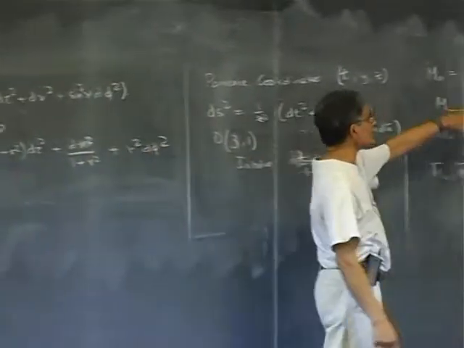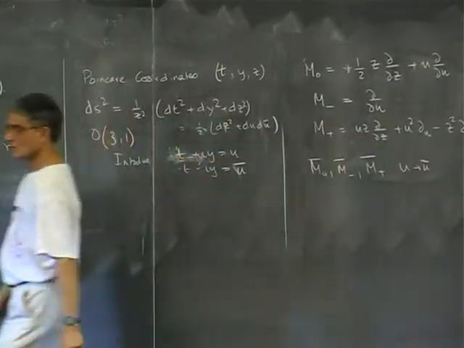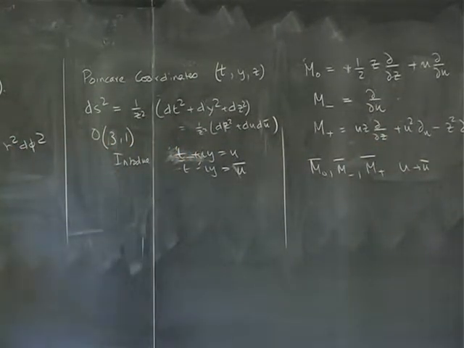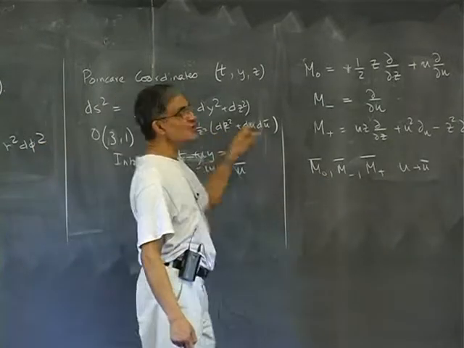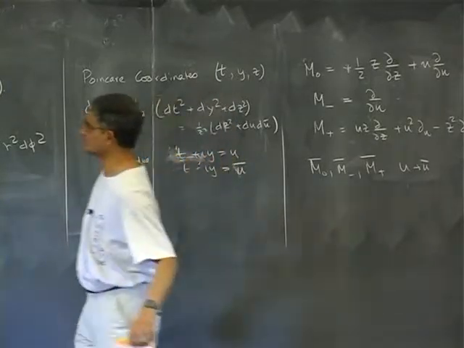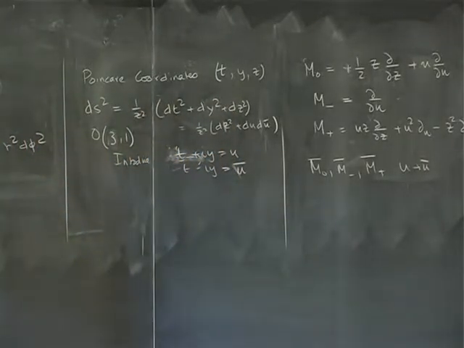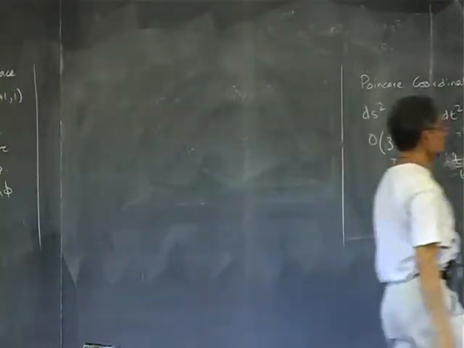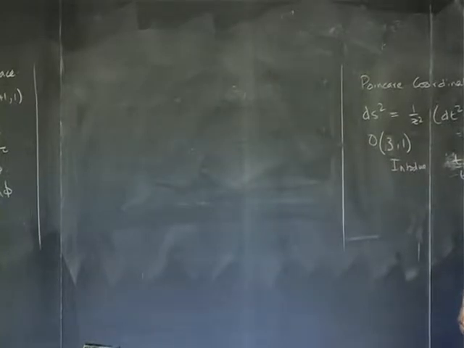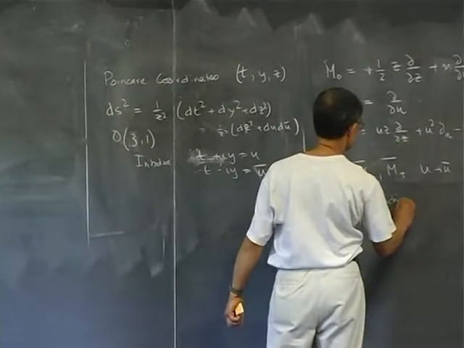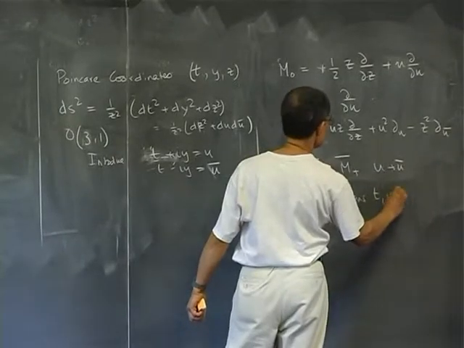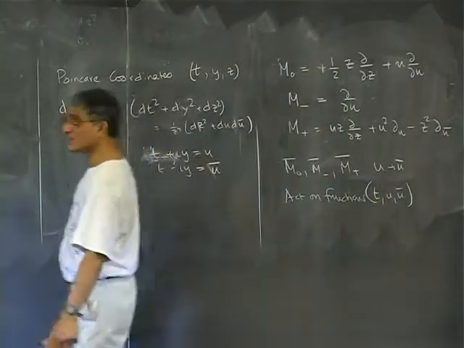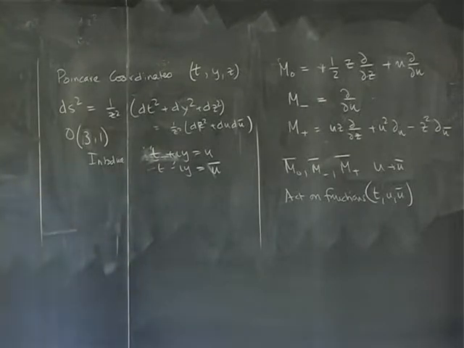Now, these relations are actually rather suggestive. Now, what do these act on? They act on functions of t, u and u bar. So these act on functions of t, u and u bar. But they can also act on fields of t, u and u bar.